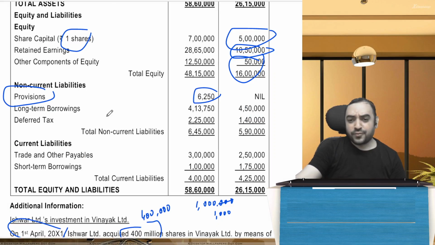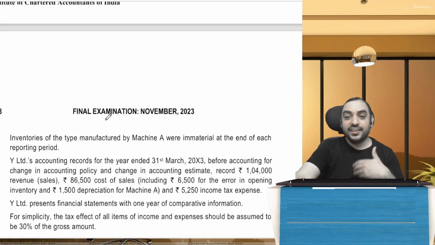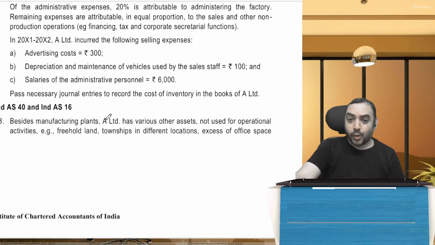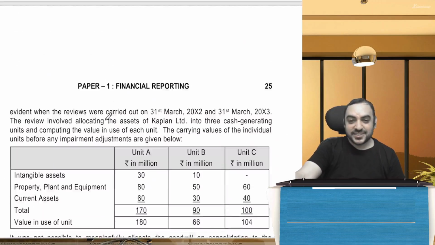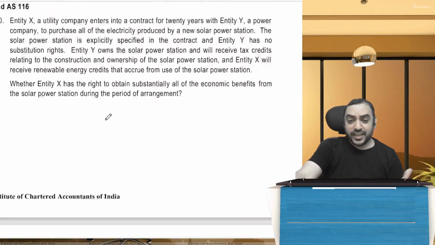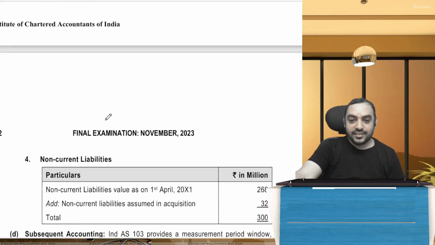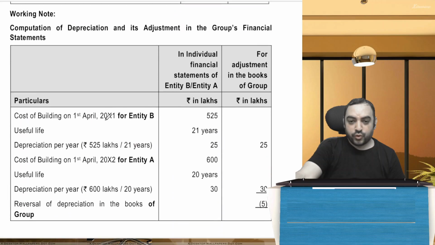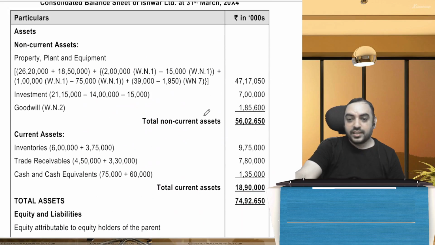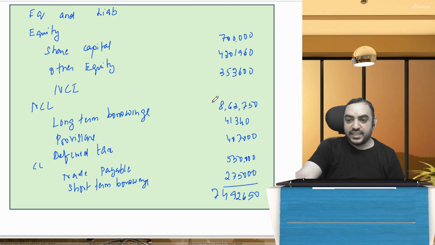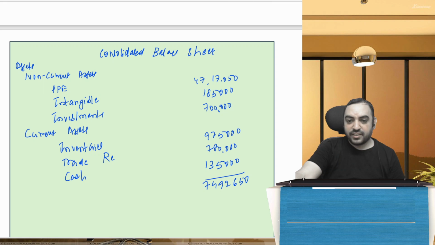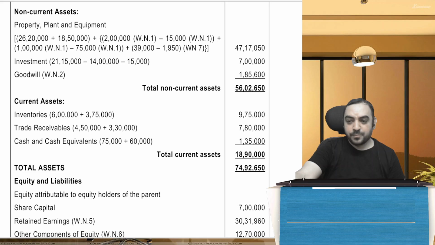And the Institute has also done the same calculations, but they have shown it differently. But since people wanted it in my format, I have done it. But good problem, quite a few adjustments, and I hope you made the best use of it. I just want to show the Institute solution here. So I'm just scrolling down. Where is the question? Yeah. So you see 47 17 50, yes, 1 lakh 85, and then 7 lakh investments, intangible 1 lakh 85, 9 lakh 75, 7 lakh 80, 1 lakh 35.